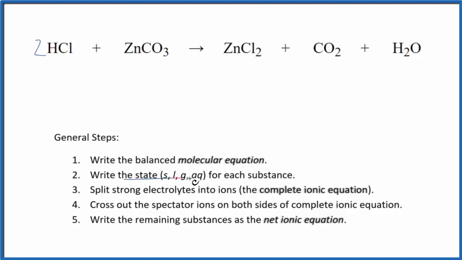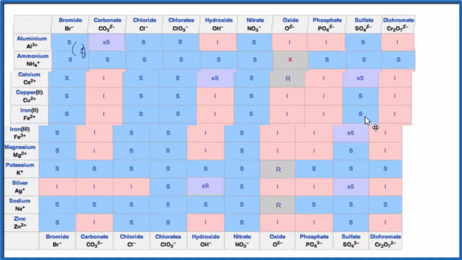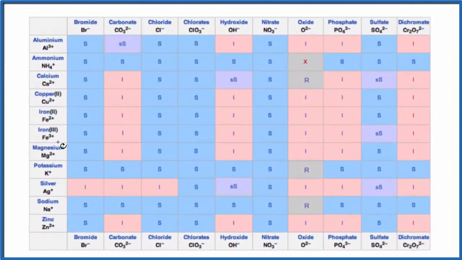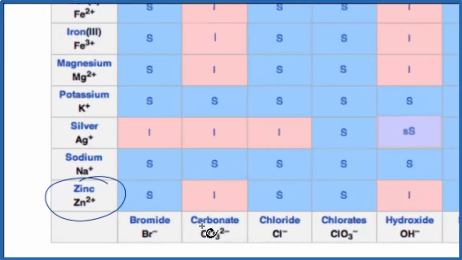Now we can write the state for each substance. Hydrochloric acid, that's a strong acid, aqueous. It's going to dissolve, dissociate into its ions. For zinc carbonate, carbonates in general are insoluble. We could look this up on a solubility table, and we could see here's zinc at the bottom and carbonate. So we go up over. That means zinc carbonate is insoluble.